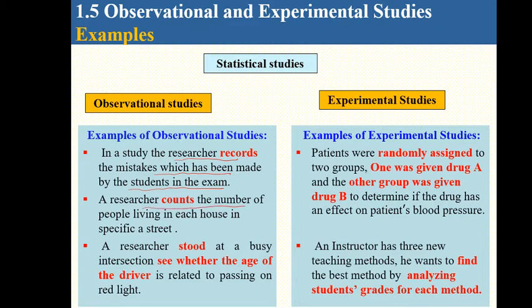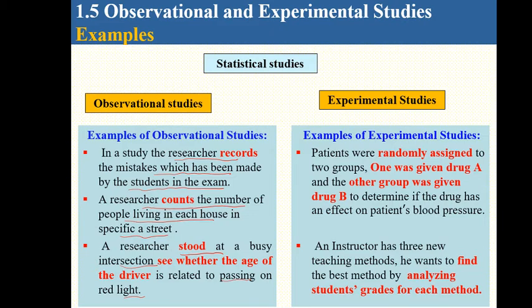A researcher counts the number of people living in each house on a specific street, just counting. And researchers stand at a busy intersection and see whether the age of the driver is related to passing on red light. So basically, you can put a camera and observe the people passing on red light. And this is an observational study.